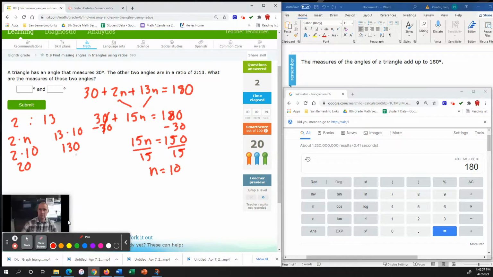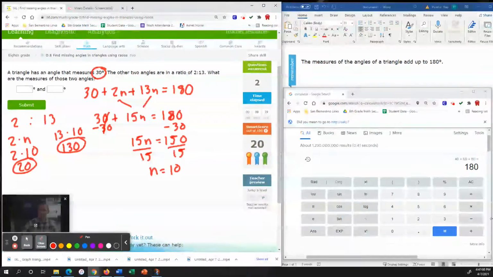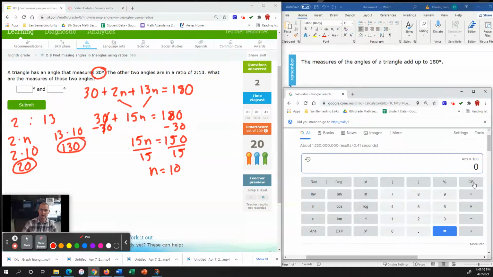So now what we need to do is check and make sure that 20, 130, and 30 all add up to 180. Because if they don't, we did something wrong. So the goal of this check is so we don't get it wrong. So we're going to use the calculator.